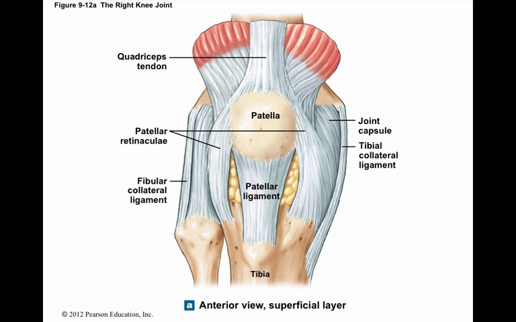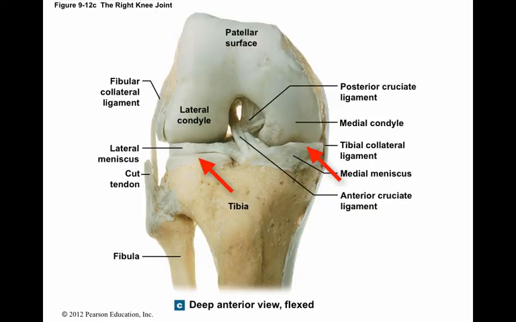Several connective tissues help to stabilize the knee joint. The menisci are fibrocartilage pads at the femur-tibia articulations. The medial meniscus is between the medial condyle of the tibia and the medial condyle of the femur. The lateral meniscus is between the lateral condyle of the tibia and the lateral condyle of the femur. The menisci cushion and stabilize the joint and give lateral support to joint movement.